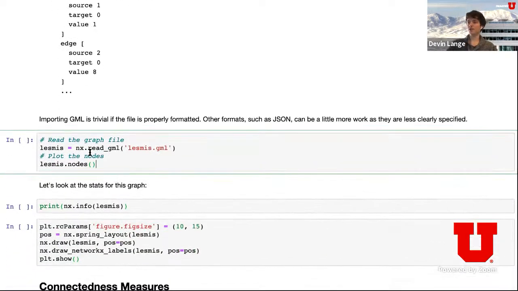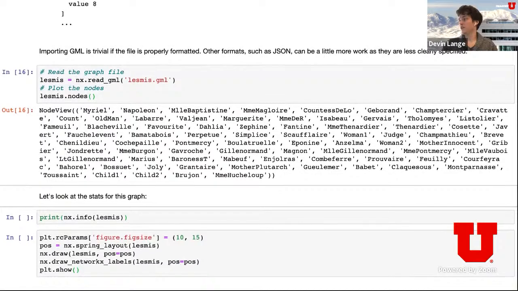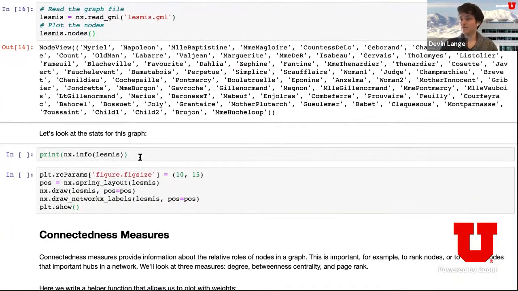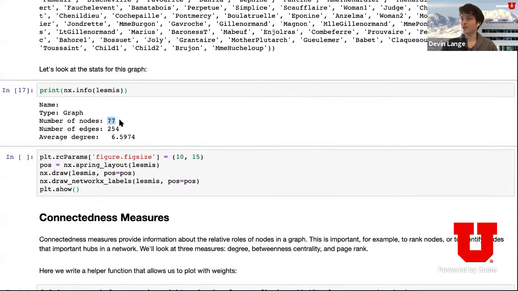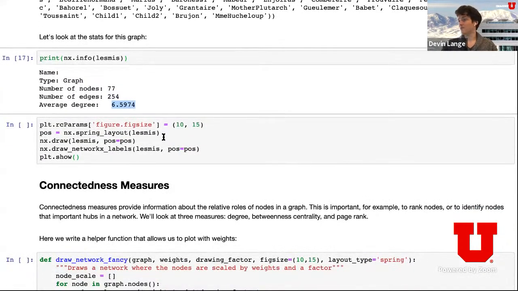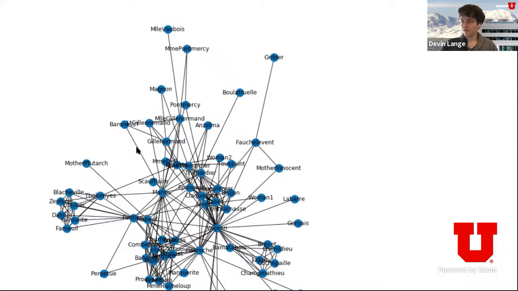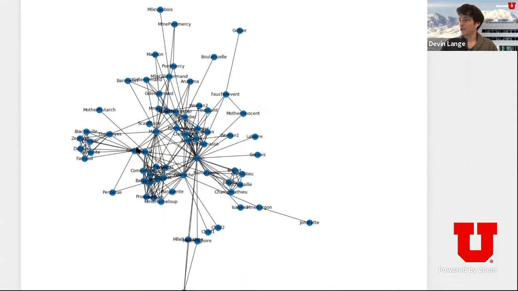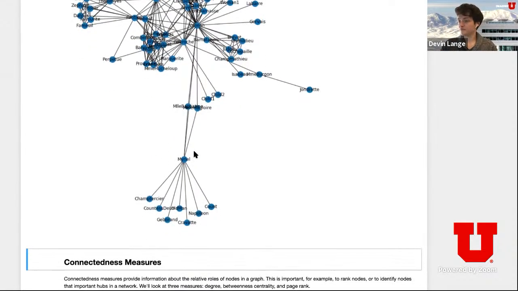And the actual code, as I mentioned, for loading it is easy with NetworkX. If we look, we get all of our characters in this story. Similarly, we can see there are 77 of those characters and 250 edges with an average degree of 6.5, roughly. But plotting it here, let me zoom out just a little bit. You can see a little bit more structure here. You see Valjean in the middle, and these different clusters of characters.